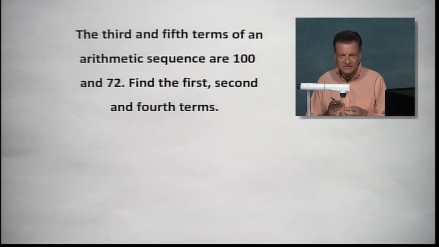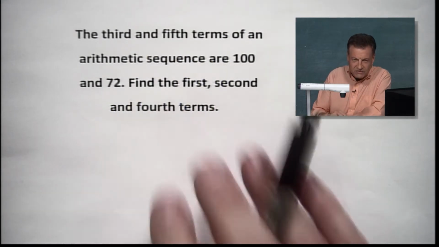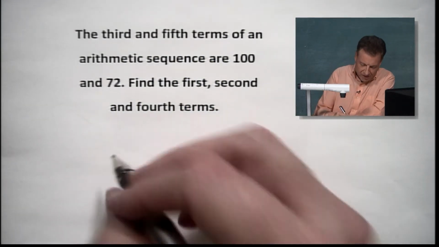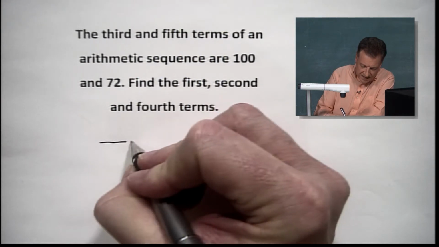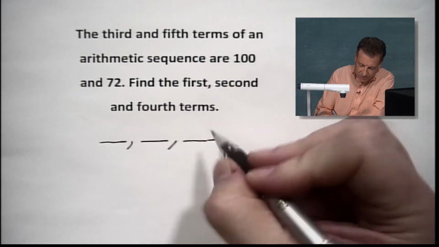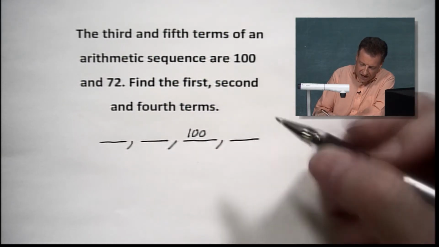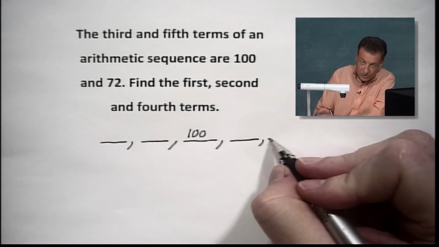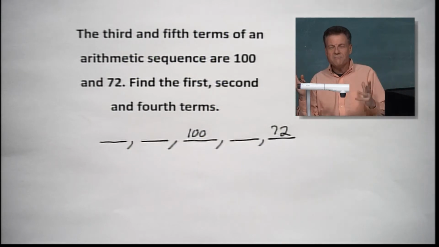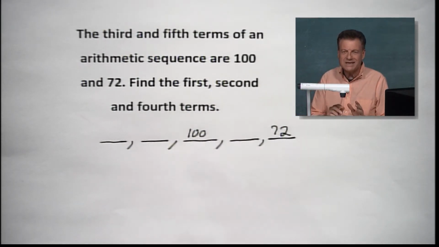So let's take a look at this little thing, knowing we have the third and fifth terms of an arithmetic sequence. So we're looking for number 1. We're looking for number 2. We got number 3, I'm going to put 100 in there. We got number 4. And last but not least, we got number 5, 72. Now, folks, arithmetic means that between each of these terms, there's got to be a common difference.